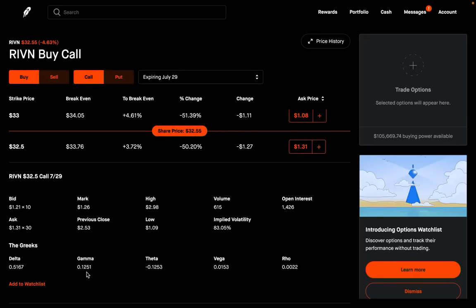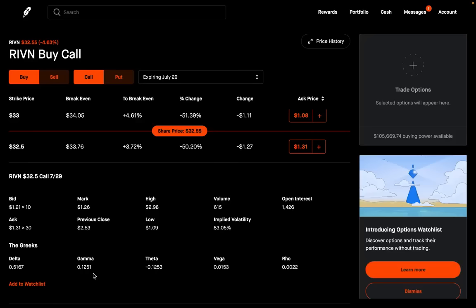So if the share price of Rivian goes up by $1, our new delta would be 0.6418, okay? And the same thing if it were to instead drop by $1, right? If the share price were to drop by $1, then the new delta would change. The new value of delta would be 0.5167 minus 0.1251, right? That's how that works right there. So that is gamma, and so that's how delta and gamma kind of fit in together.